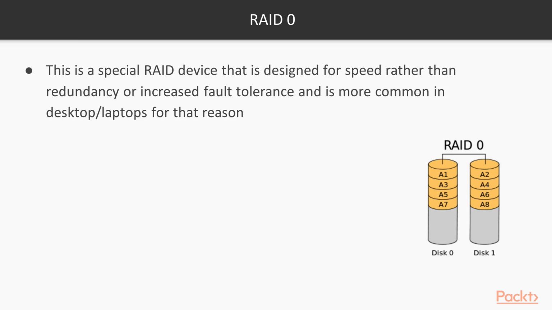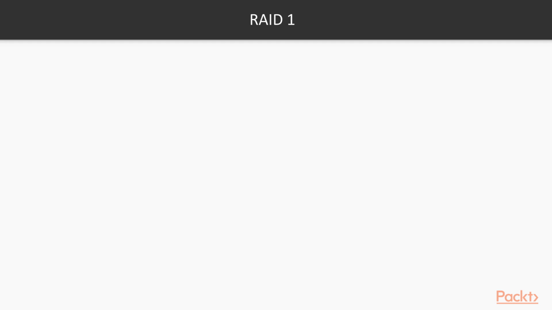RAID 0 writes all data to multiple disk devices as though they were a single device. This is often called striping as well. This combines the multiple storage devices into a larger single storage device, and it also increases speed through multiple device I/O capabilities. Next is RAID 1.